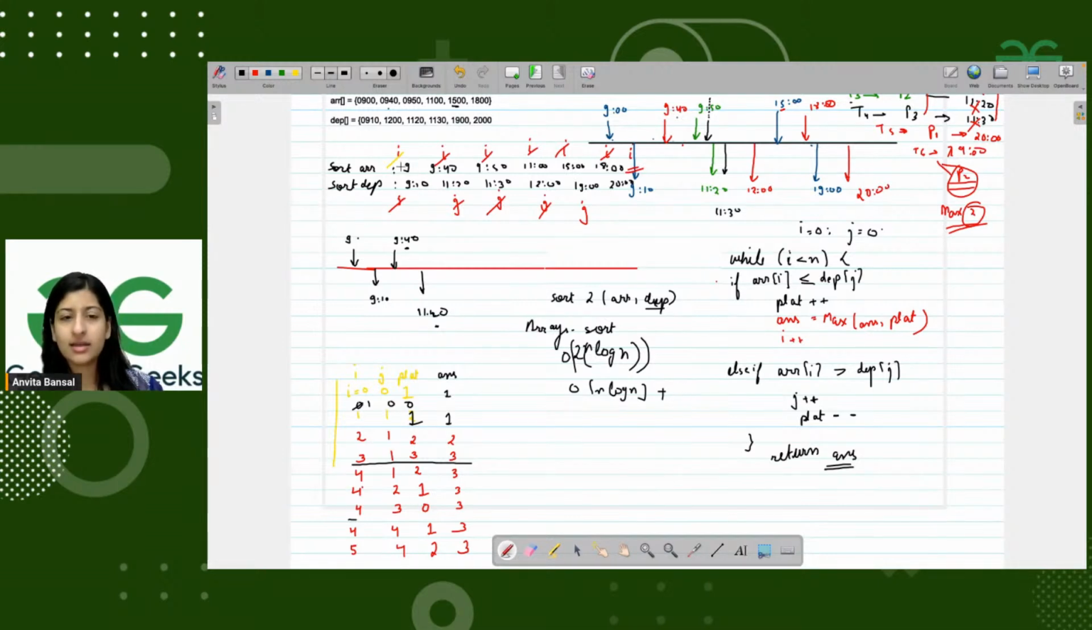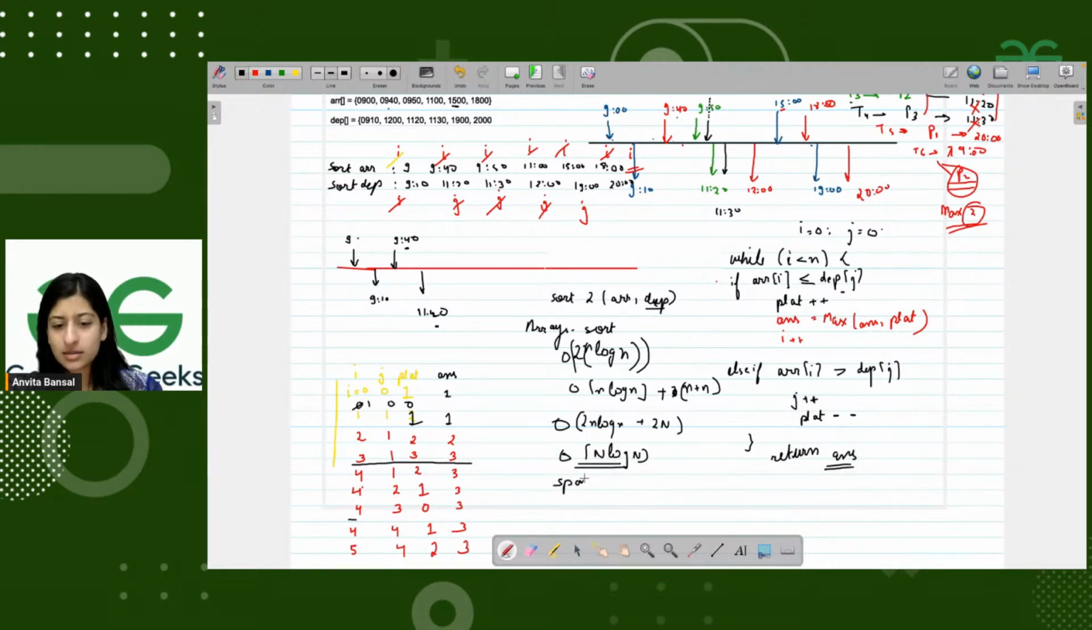For the ith one, in the worst case, you have iterated over the entire arrival array. That's what you are doing at least. And in the worst case scenario, you have also iterated over the entire departure array for the comparisons that we are doing. So in that case, it will be n plus n, that is 2n, right? So 2n log n plus 2n is your time complexity. We can ignore the smaller part, and it can be written as O of n log n time complexity.